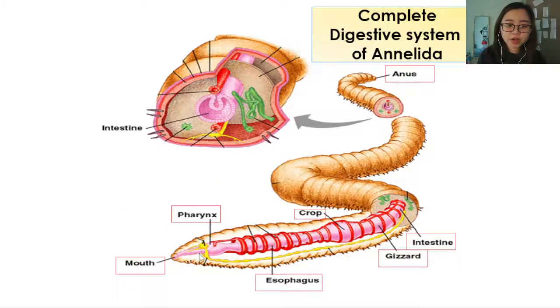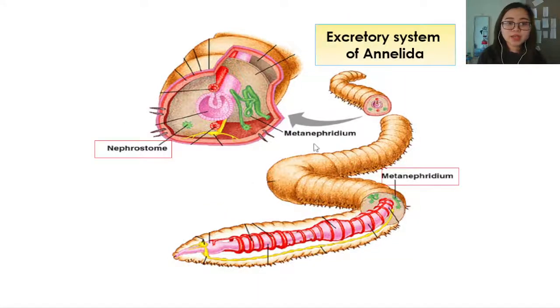Okay, so here we have a diagram showing the digestive tract of annelids, starting mouth, pharynx, esophagus, crop, gizzard, and intestine, and anus at the very end. And this is the excretory system of annelids. Every segment of the annelid will have metanephridium. Yang warna hijau ni, kamu nampak pada diagram ni, yang macam tube-tube ini, metanephridium. Ini adalah dia punya excretory organ yang akan tapis bahan-bahan kumbahan. Nephrostome adalah tempat dia akan buang kumbahan itu. So here is also nephrostome, here is also nephrostome.